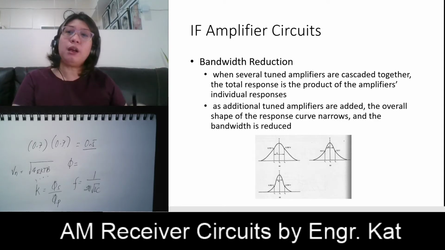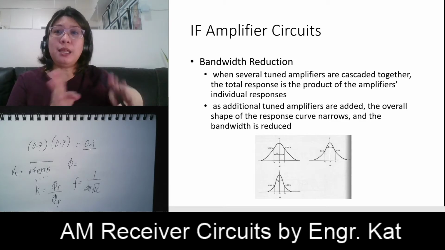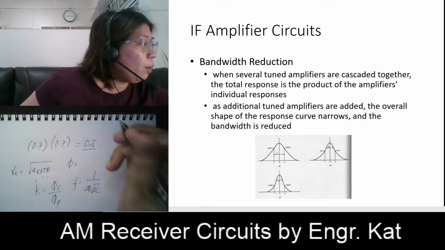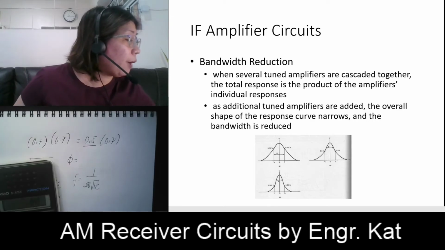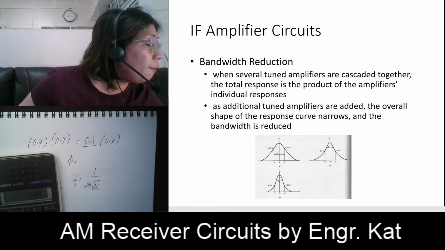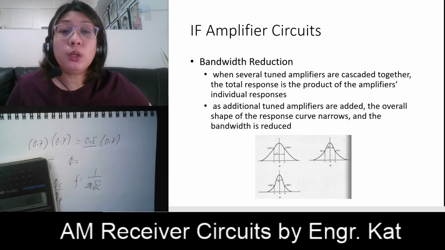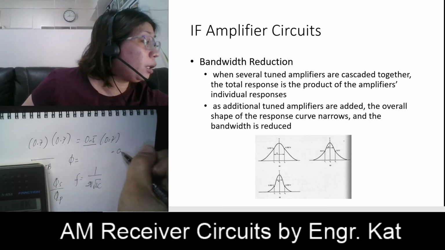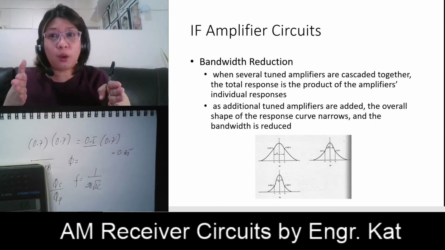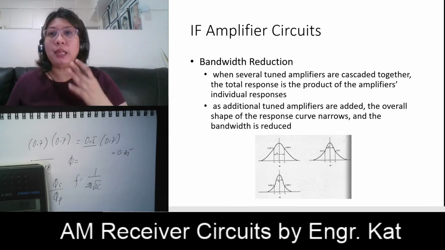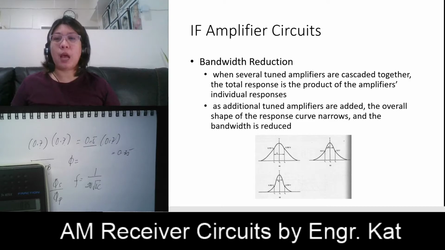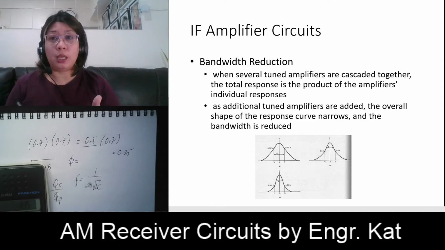Cascading another stage, again you will be multiplying another cutoff which is equivalent to 0.7. So if we multiply 0.5 by 0.7, that is approximately 0.35. So 0.35 is your cutoff point, therefore further narrowing down your bandwidth. So cascading additional IF amplifiers further improves your selectivity through bandwidth reduction.